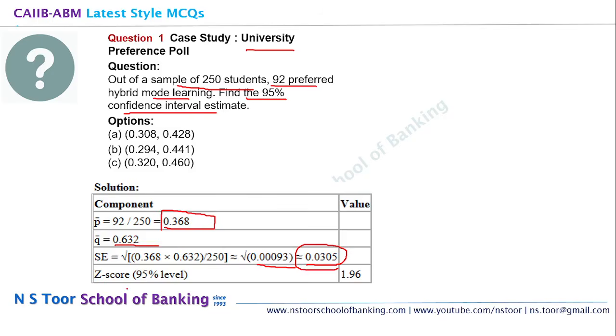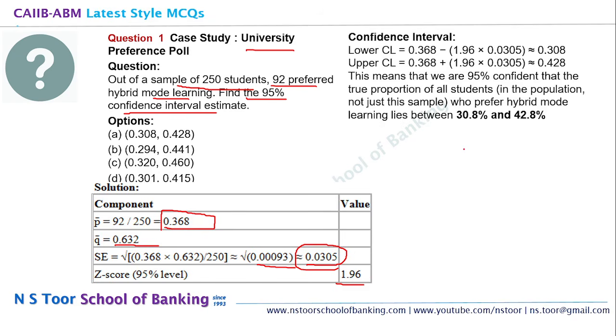Now what is the Z score? The Z score at the 95% level, as per the table, is 1.96. Now what have they asked us? They have asked us to calculate the confidence interval estimate. How to calculate it? It is equal to the sample proportion plus or minus the margin of error. What is the standard error here?